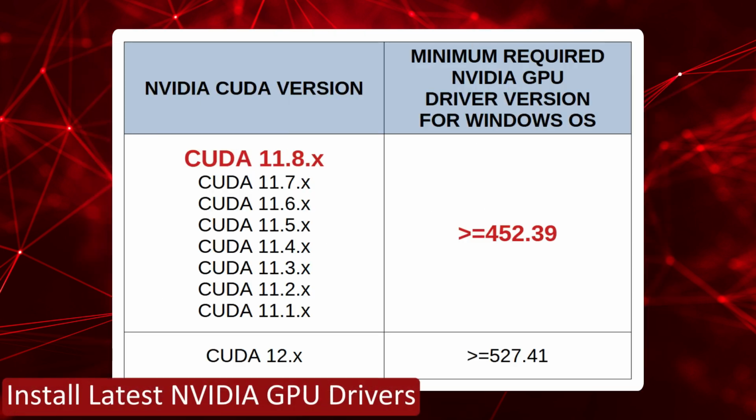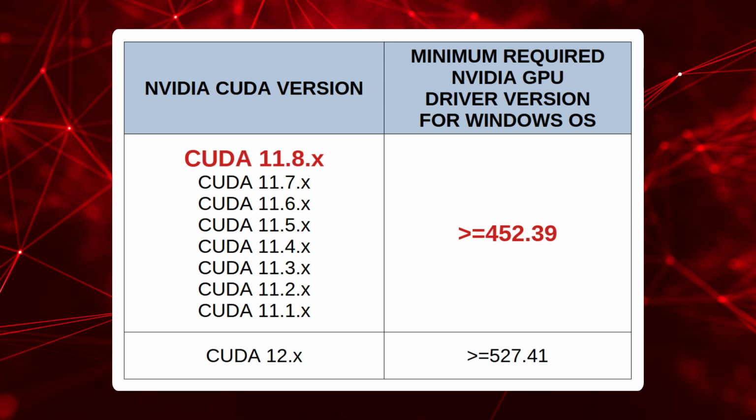Step 1 is to make sure we have the latest drivers installed for our CUDA capable NVIDIA GPU to utilize CUDA 11.8 and give us the fastest image generation times. If you already know that you have a CUDA capable NVIDIA GPU with an updated driver of at least version 452.39, which is needed for CUDA version 11.8, then you can skip to the next step.